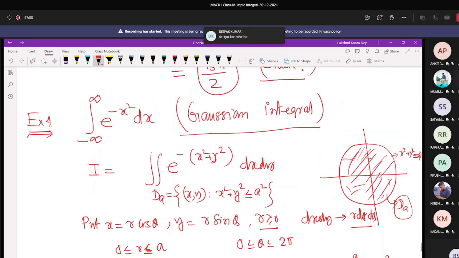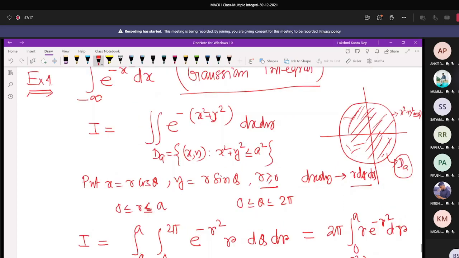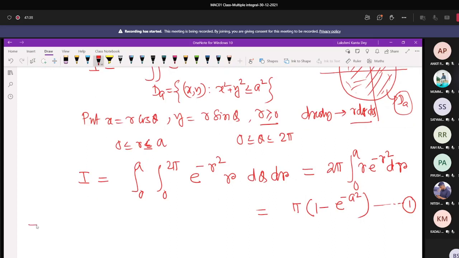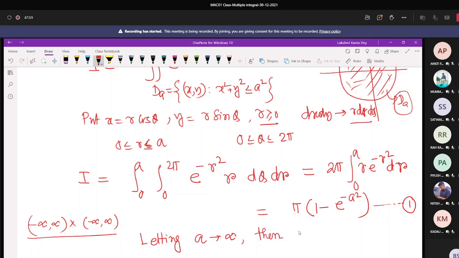My target is to find the integral where the region of integration is the whole real line, minus infinity to infinity, of e to the power minus x square. But here the domain of definition is a circular disk, which depends on the value of a. If a is very large, then it will cover the whole plane, that is, x cross minus infinity to infinity. So now letting a tend to infinity, a is very large. Then what happens? What will equation number 1 become?